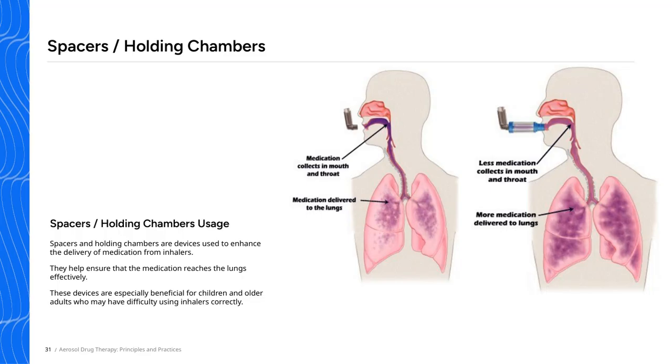Spacers and holding chambers are special devices designed to improve how medication from inhalers is delivered. They act as a sort of extension that holds the medication momentarily, giving you more time to inhale it properly. This helps ensure that the medication actually reaches the lungs where it's needed most. These devices are especially useful for children and older adults who might find it challenging to coordinate inhaler use correctly. By using spacers or holding chambers, we can make inhaler therapy more effective and easier to manage for everyone.